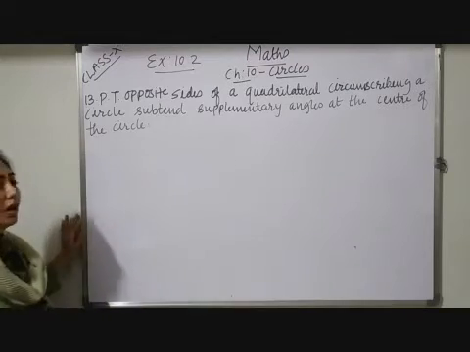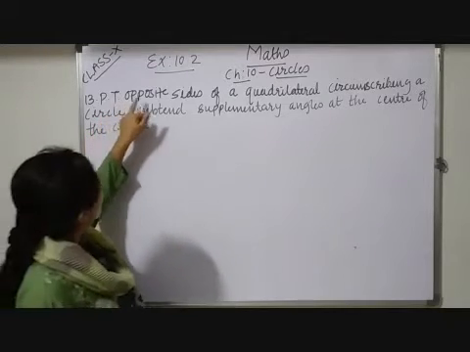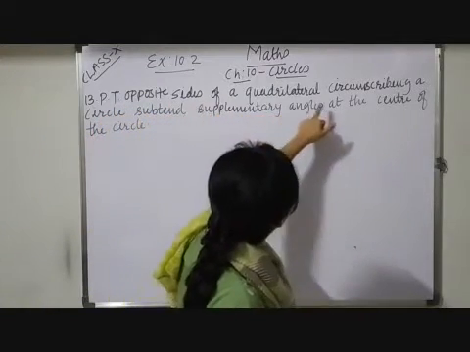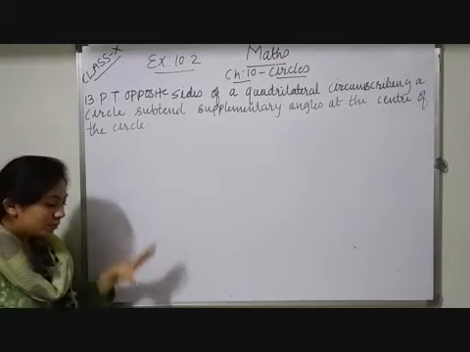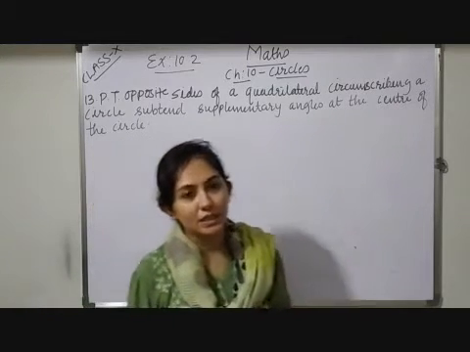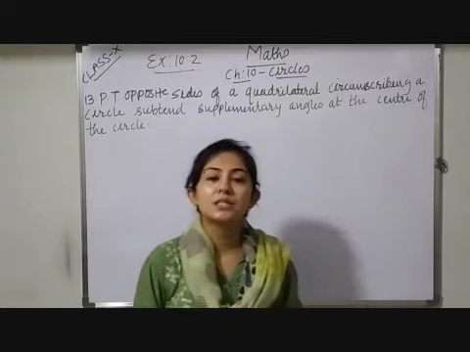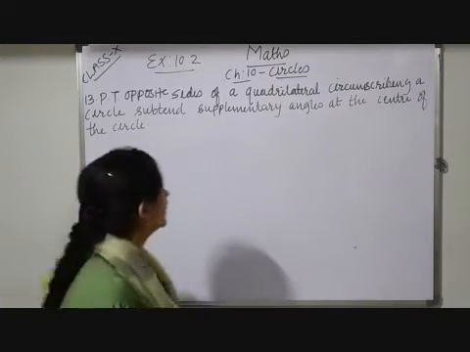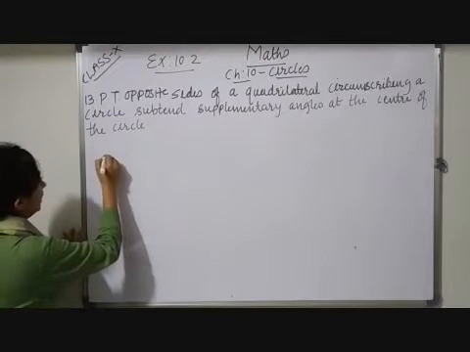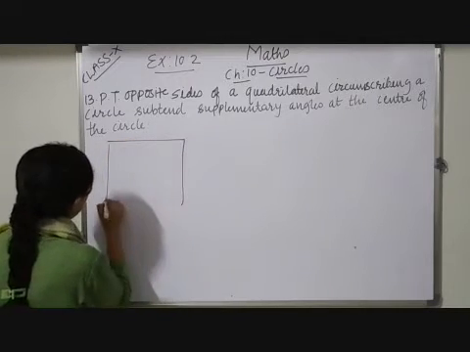Now here, the question is, prove that opposite sides of a quadrilateral circumscribing a circle subtend supplementary angles at the center. Means, I have to first of all draw a quadrilateral, and I have to draw a circle inside which touches all sides. So, let me draw first of all one quadrilateral.